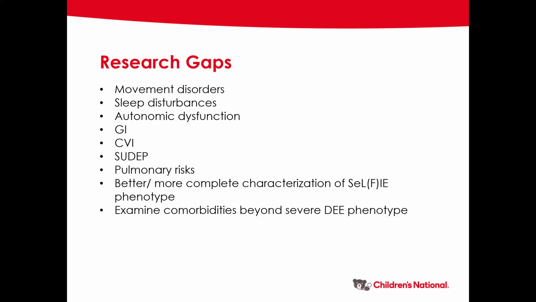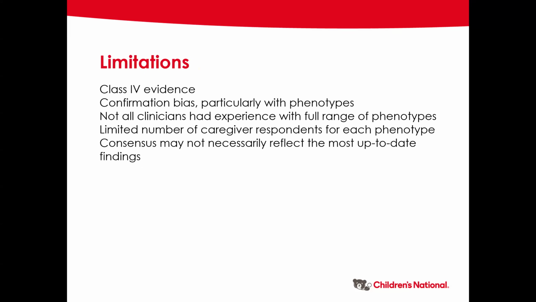We really don't understand the comorbidities as well in those other phenotypes. There's some limitations here. Again, this is class 4 evidence, so you have to take this with a grain of salt, obviously. The phenotypic designations are also susceptible to confirmation bias, and I'll talk about that in a second here.